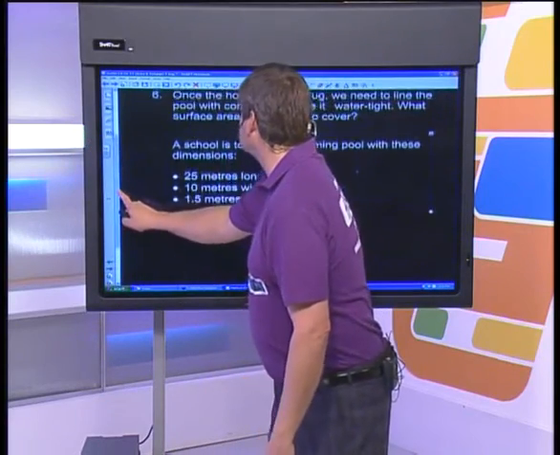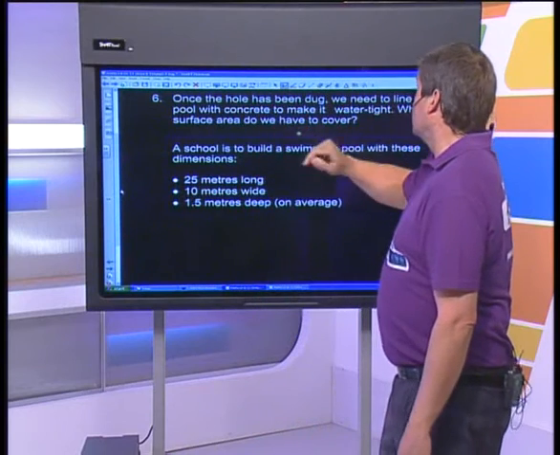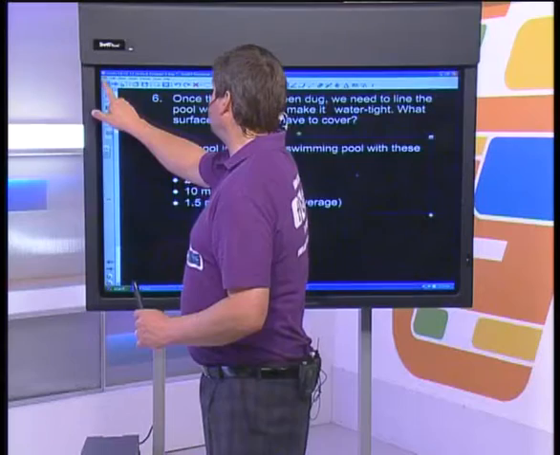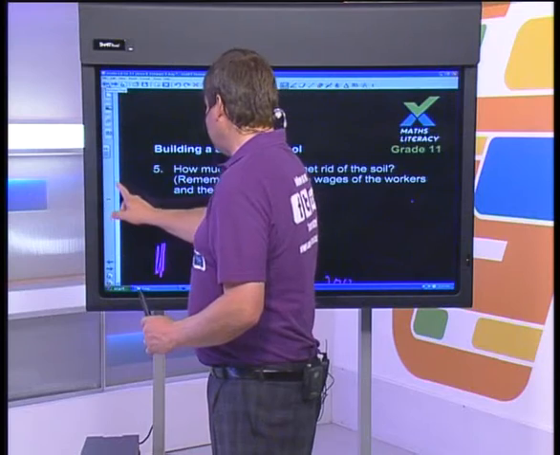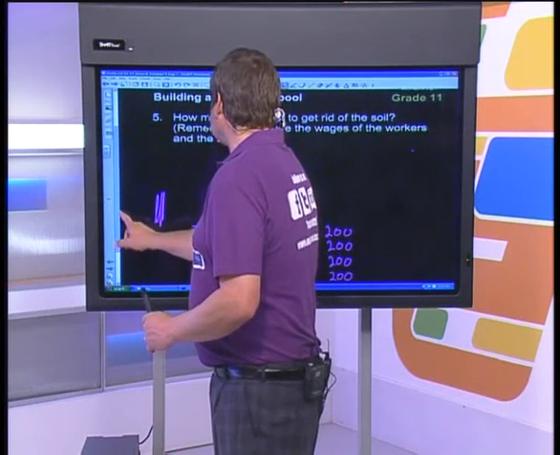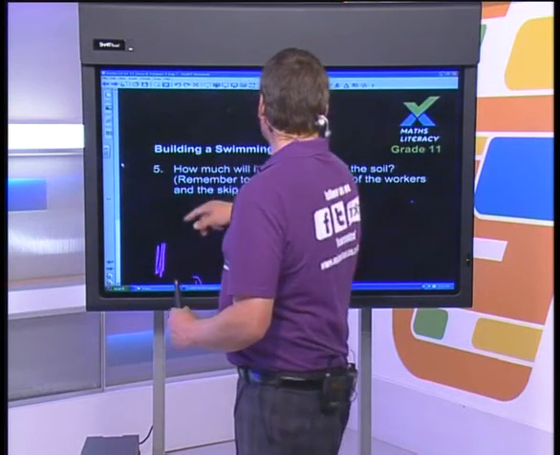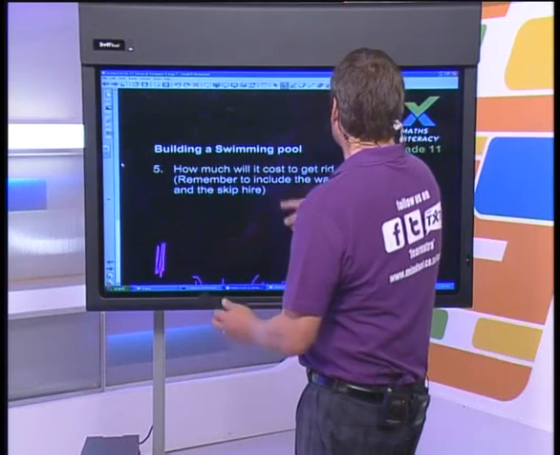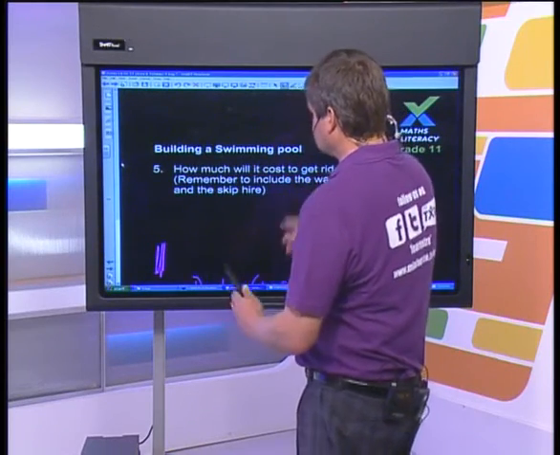Okay, let's read the question again. I want to ask Peter a question about the skip. What was my question again? It said to include the skip costs. Oh, in the previous question. Yeah, that's right. I got so excited about this, I forgot about the other part of it. Yes, Peter. So how much will it cost? Remember to include the wages of the workers and the skip hire.